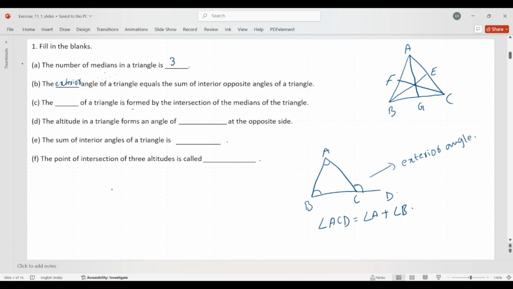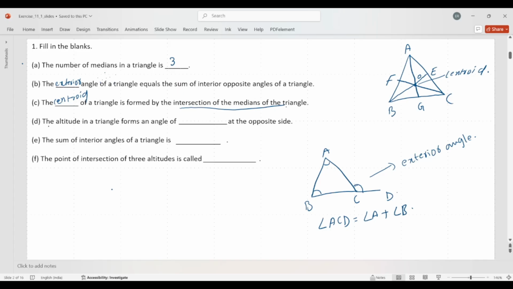Now we will check C. The centroid of a triangle is formed by the intersection of the medians of a triangle. So the intersection of the medians of the triangle we have figured here, and all three medians are intersecting here at point O. So this is called centroid. Okay, so we will write here the centroid of a triangle is formed by the intersection of the medians of the triangle.